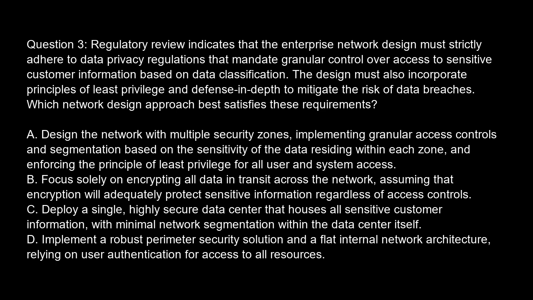Option A. Design the network with multiple security zones, implementing granular access controls and segmentation based on the sensitivity of the data residing within each zone, and enforcing the principle of least privilege for all user and system access. Option B. Focus solely on encrypting all data in transit across the network, assuming that encryption will adequately protect sensitive information regardless of access controls.